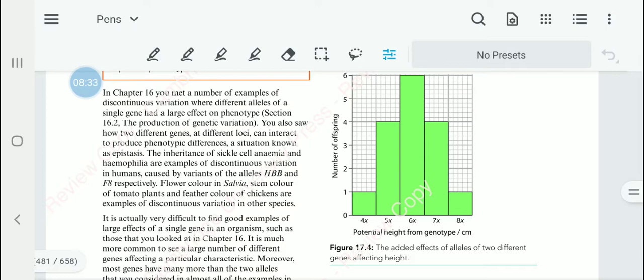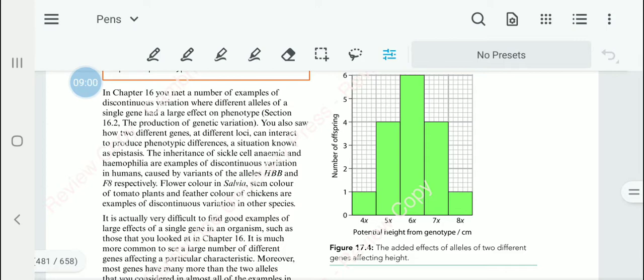Then you must have learnt about two different genes at different loci, how they can interact to produce phenotypic differences, and you must have learnt about this in the form of epistasis.